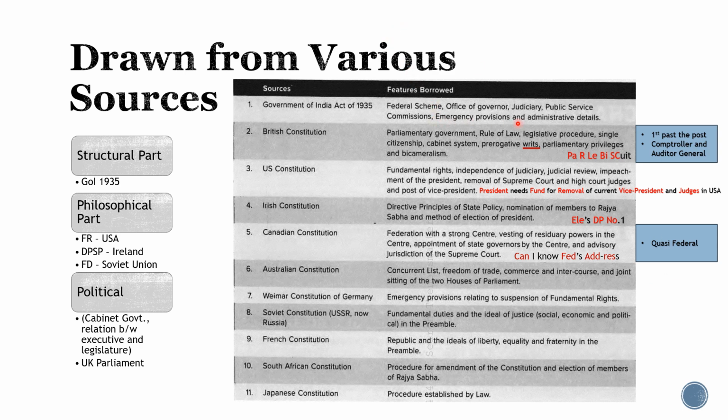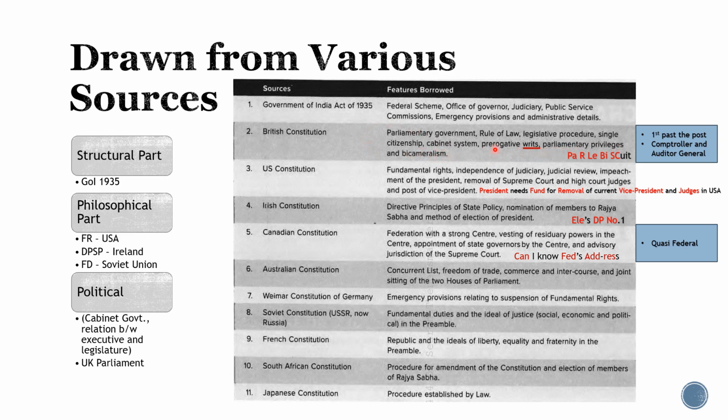Provisions were given in the Government of India Act 1935, and the suspension of fundamental rights part of it was taken from the Weimar Constitution of Germany. Now, the British Constitution gives us the parliamentary form of government. It gives us rule of law, which is your Article 14 of the Constitution. It gives us legislative procedure, single citizenship, cabinet system, writs, parliamentary privileges, and bicameralism.